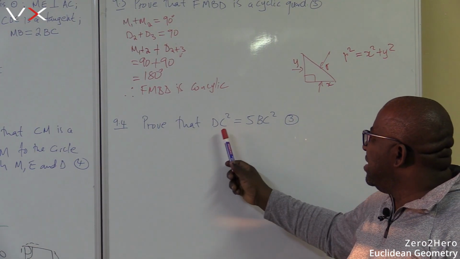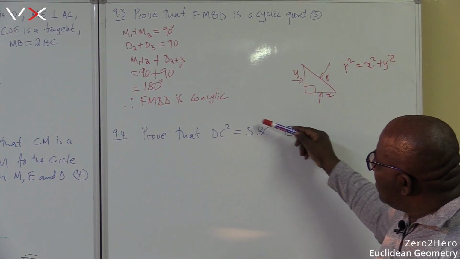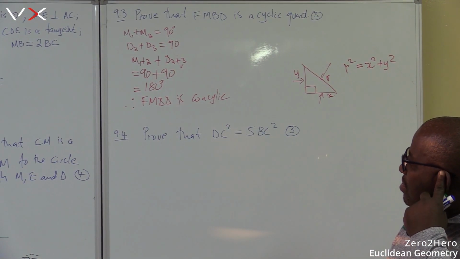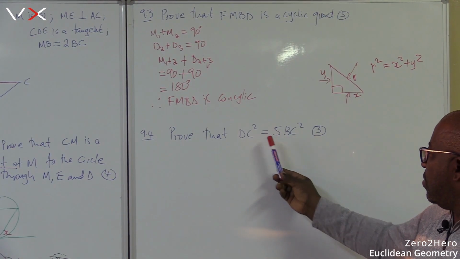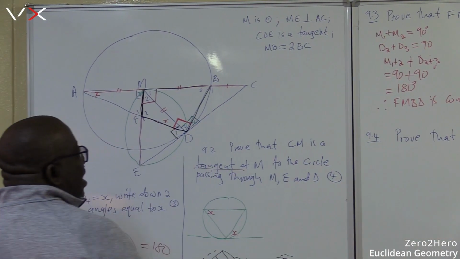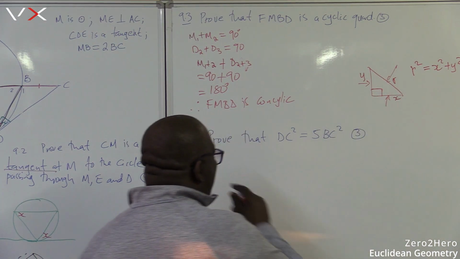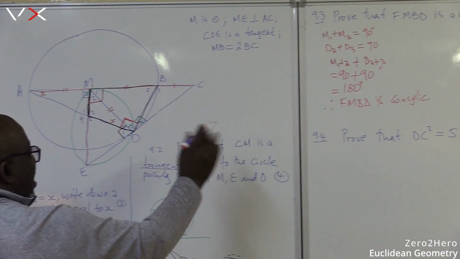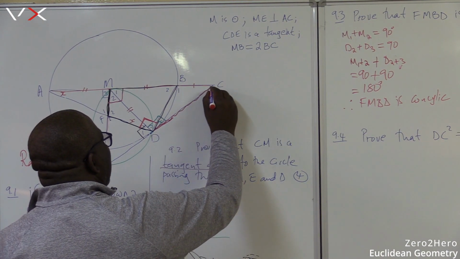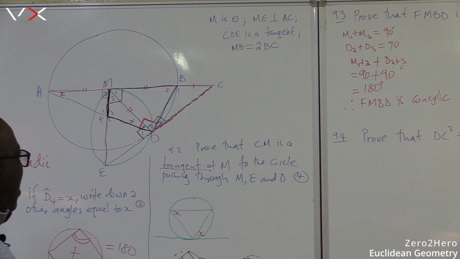Now, prove that DC squared is equal to 5BC squared. Why am I thinking along these lines? Because I see something that is squared. It's pushing me towards thinking of the Pythagoras theorem. Let's go to the diagram and look at that. I know that for me to use Pythagoras, I must have a right angle triangle. Now, I see DC there. Here is my DC. Can I create a right angle triangle from here?